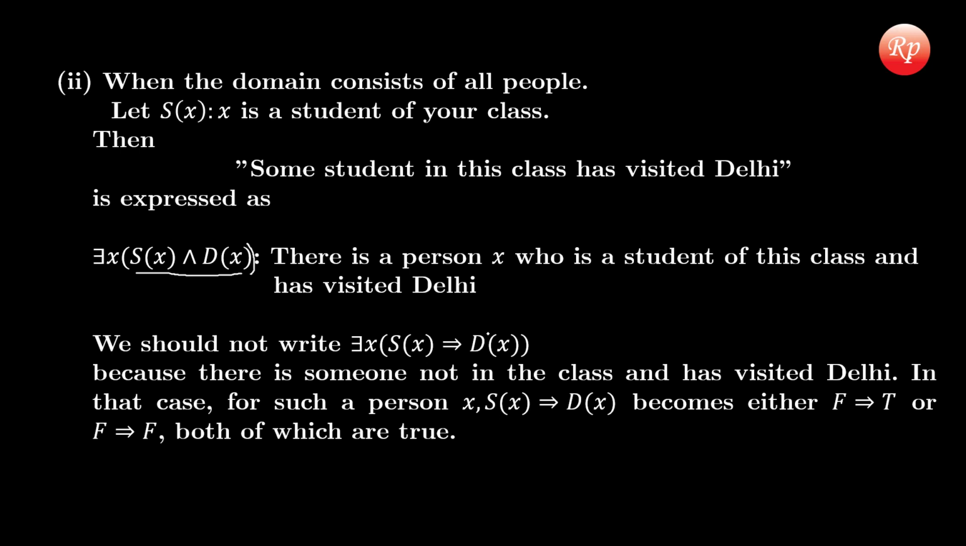So in both the cases, when a person is a student of your class and has visited Delhi, and a person not in your class has not visited Delhi, in both the cases this quantification will be true. So this is the wrong way of writing, so we should not write this. This is the proper way of writing.